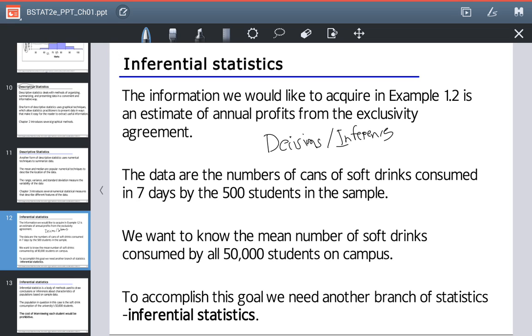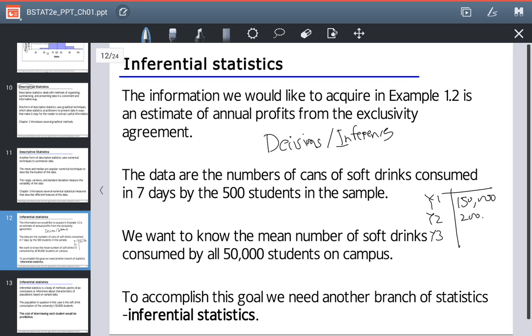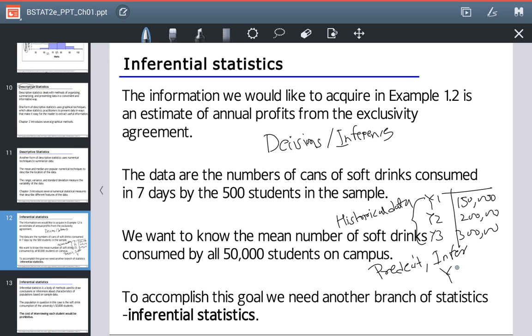So let's say you know the sales for year 1, year 2, year 3. Let's say you have the sales of Coke products as 150,000, 200,000 and 300,000. This is the historical data. Using this historical data, can you predict or infer what will be the sales of Coke products in year 4? And this is where inferential statistics will help you.